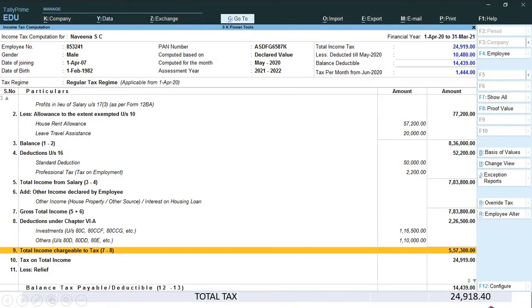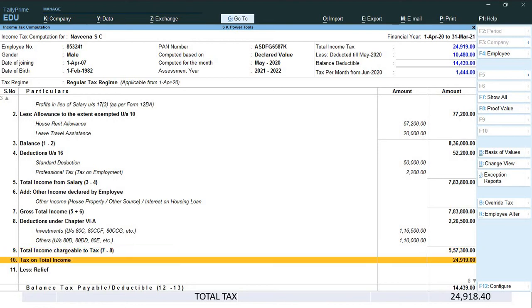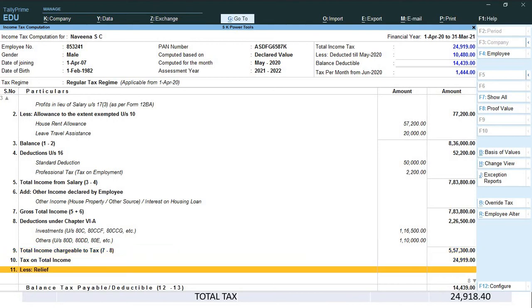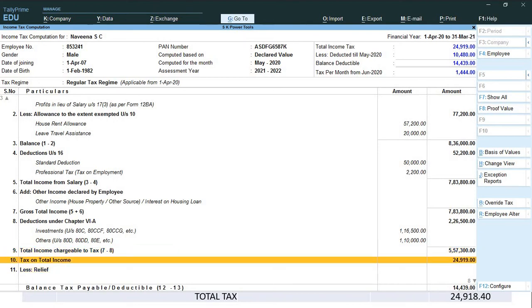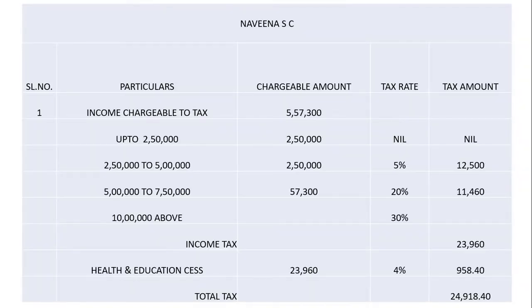So 24,919. He will round up. That's why he is showing 919. But here I am taking 918.40.